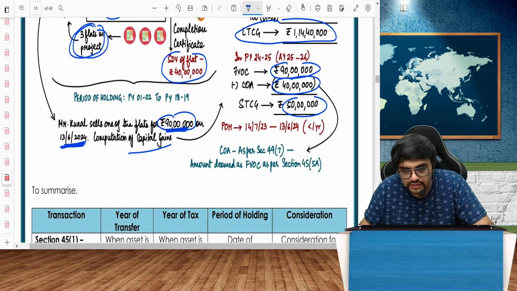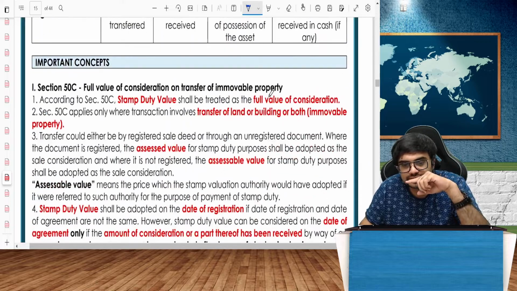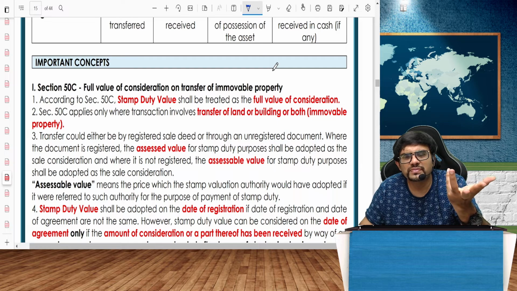Clear? Super. Next. So all these same examples are given here. Next, moving on. Full value of consideration on transfer of immovable property. What used to happen was, I used to sell at a dirt cheap rate. Though the value was 1 crore, I was selling at 20 lakhs, 30 lakhs, 40 lakhs.